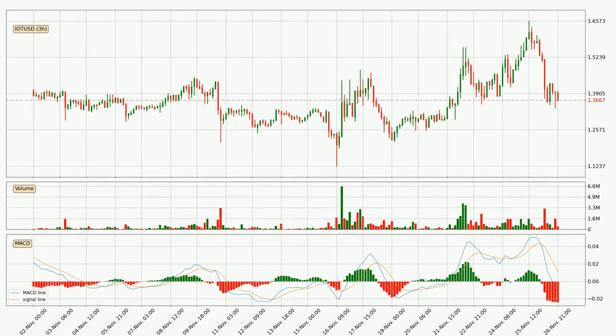Looking at the 3-hourly MACD, the MACD line is below the signal line, which shows that the current trend is on the downside. The MACD histogram shows that the momentum is currently indecisive, so consolidation for some time or a shift in momentum could be expected, and it is to wait to see if the MACD line will cross the signal line, which will be bullish.